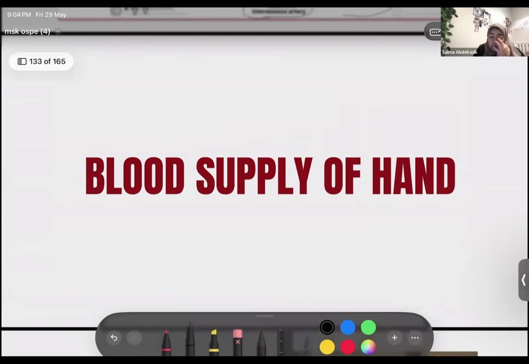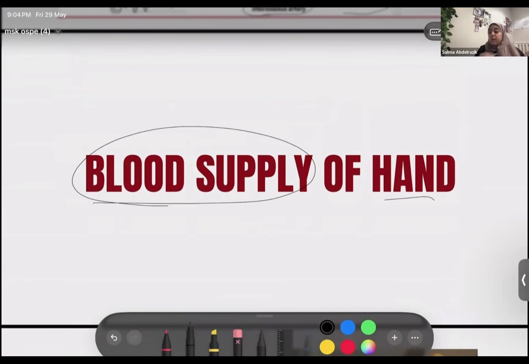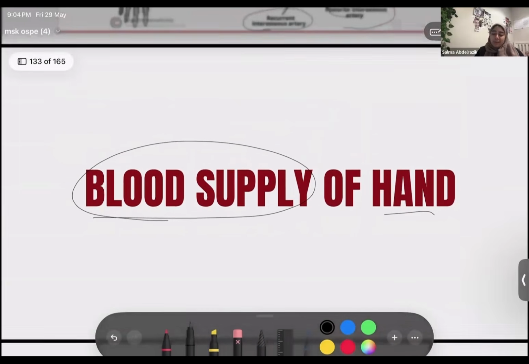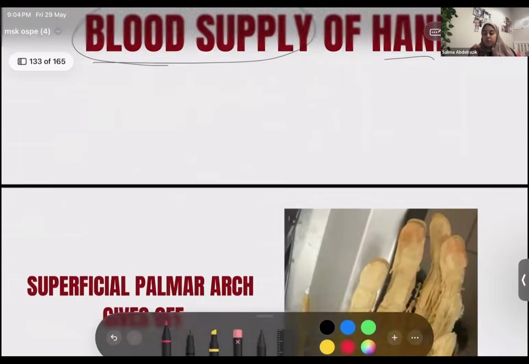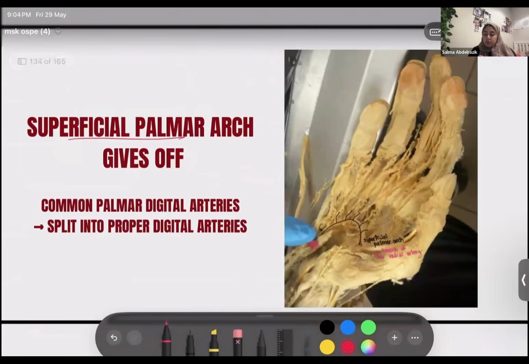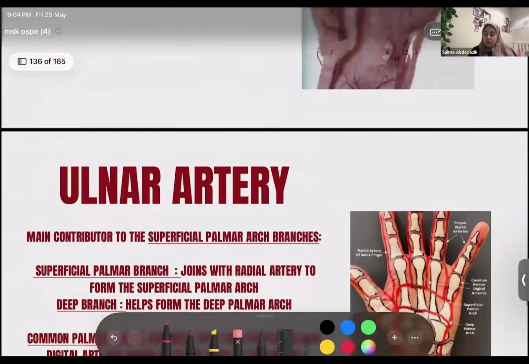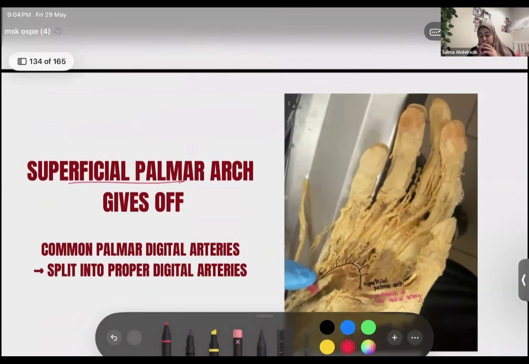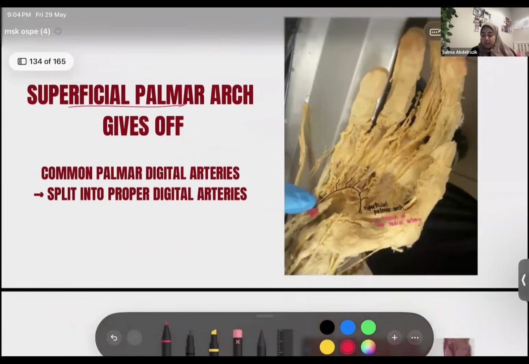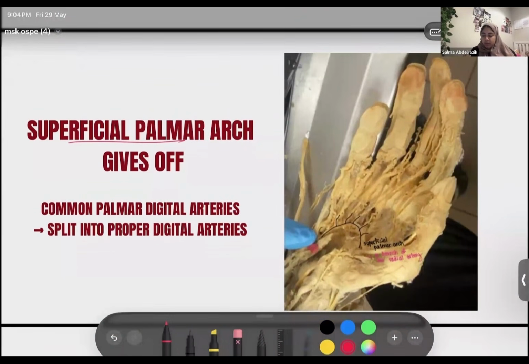Okay. Now, we're going to be talking about the blood supply of the hand. We're almost there. For the blood supply of the hand, you have two arches that you need to know about: the superficial palmar arch and the deep palmar arch. Ignore the arteries for now. Let's talk about the superficial palmar arch. See these pictures? Look at them right now.